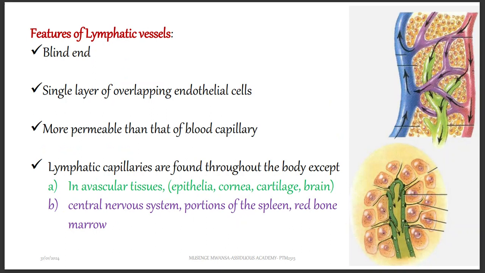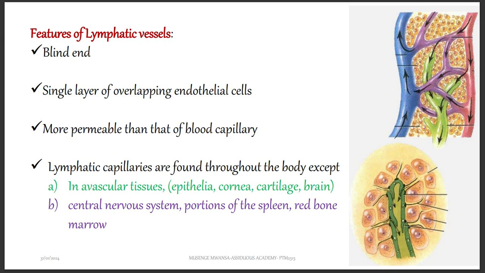Now, remember we said that the lymphatic system has got vessels. What are the features of these lymphatic vessels? One thing is that they've got blind ends. In other words, look at this vessel here. At the end of the vessel, you can see that it ends in a closing like that. In other words, it's closed at the end. It doesn't continuously go.